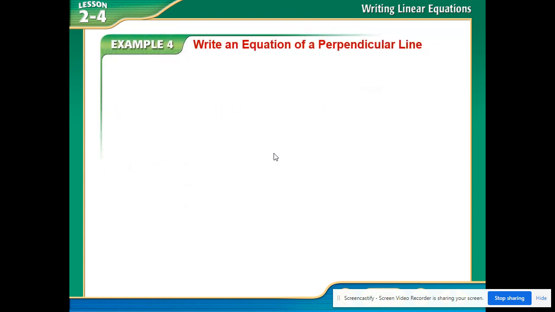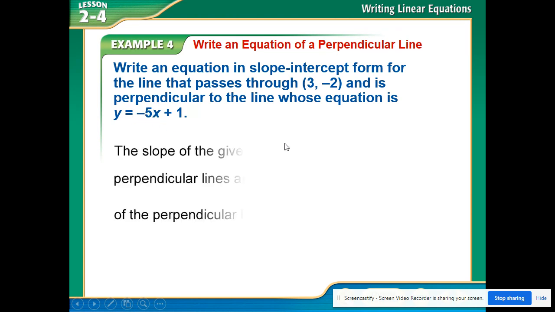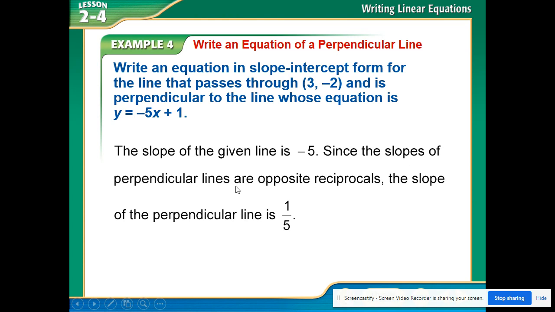All right, let's try a perpendicular one. Write the slope-intercept form of a line that passes through 3, -2 and is perpendicular to this line. So first we got to take a look at its slope. Its slope here is -5. So we have to do our opposite reciprocal. And -5 as a fraction is -5 over 1. So when we flip it, we get 1 over 5. And again, we're changing the sign and making it positive. So our new slope is 1/5.